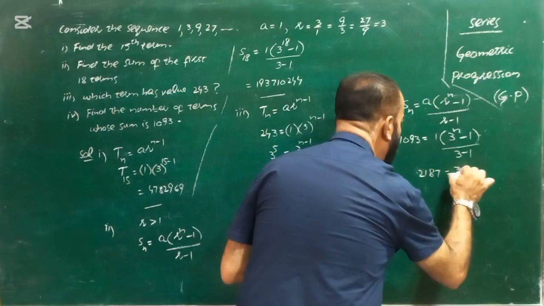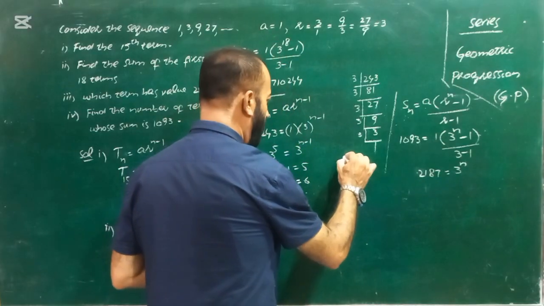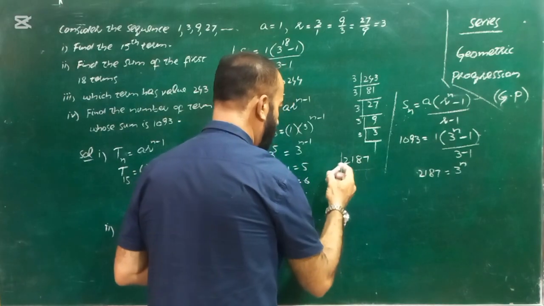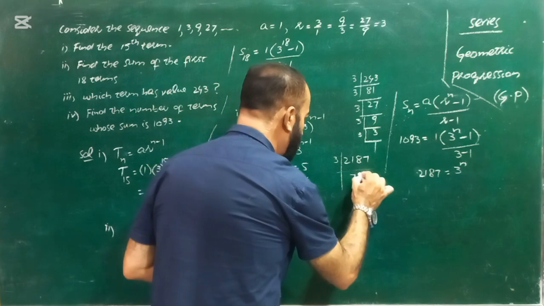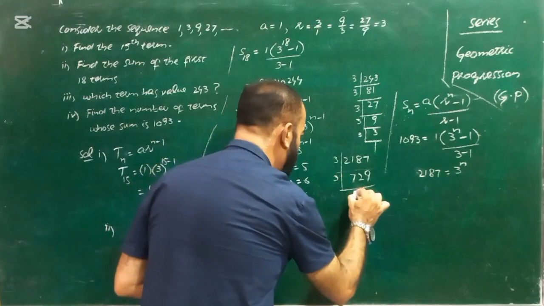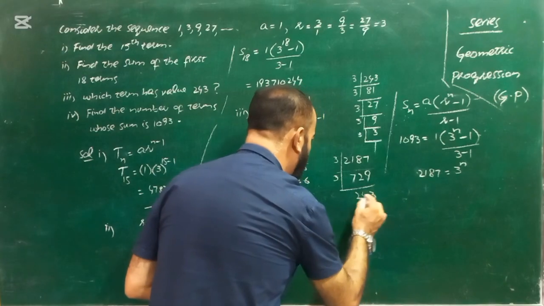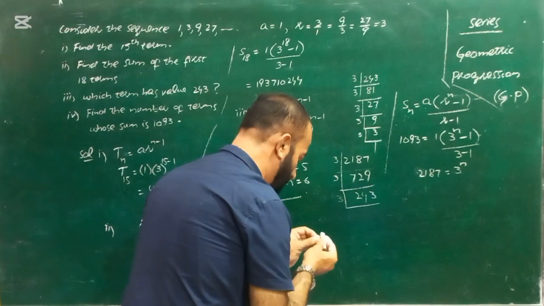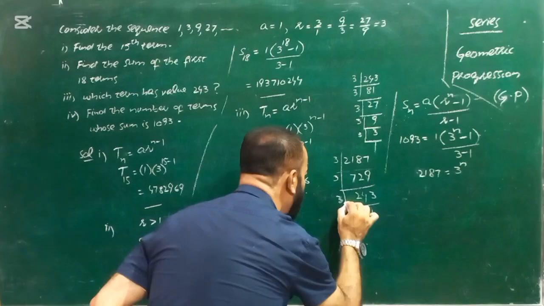2187 is equal to 3 raised to the power n. So likewise, again, you have to do the prime factorization of this one. So 2187 over 3. 3 7s are 21, 3 2s are 6, 3 9s are 27. From here, 3 2s are 6, 3 4s are 12, and 3 3s are 9. So from here, 3 8s are 24, and 3 1s are 3.